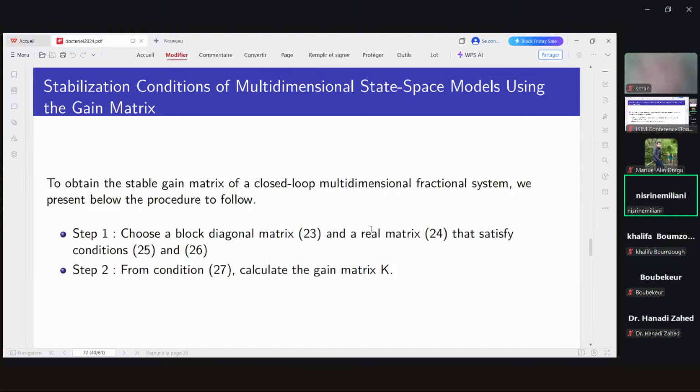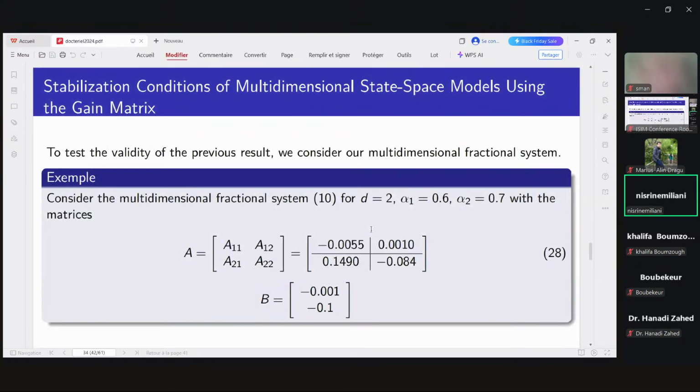In step 1, choose a block diagonal matrix 23 and a real matrix defined by formula 24 that satisfies conditions 25 and 26. In step 2, from condition 27, calculate the gain matrix K. Now we test the validity of the previous result. We consider our multidimensional fractional system.